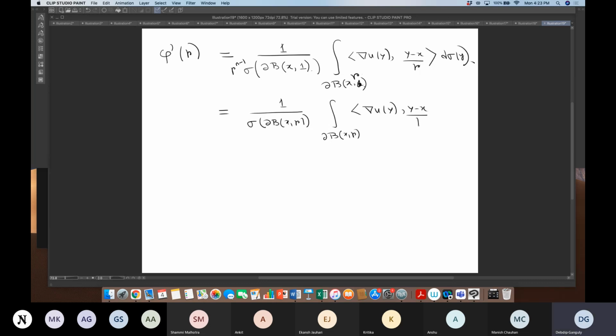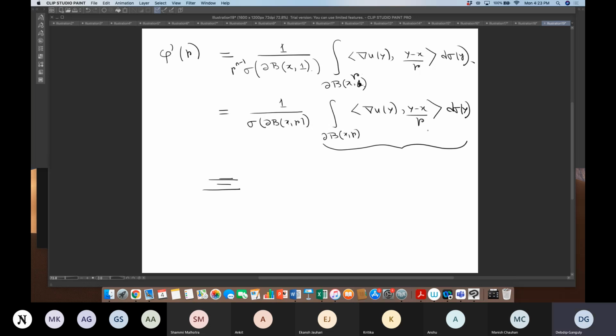Now you have to tell me what this is. Now you have to think for 2-3 minutes. What can I write from here? This equation. Think about it and tell me. This is the big step and the final step. Just think. This is the boundary of the ball. This is a gradient. What is this?